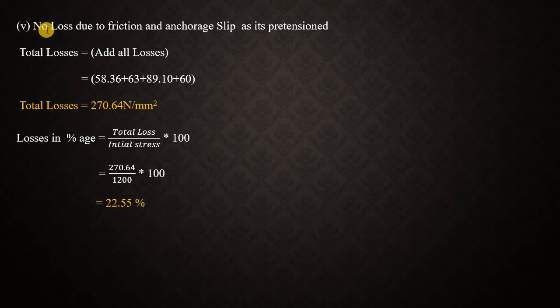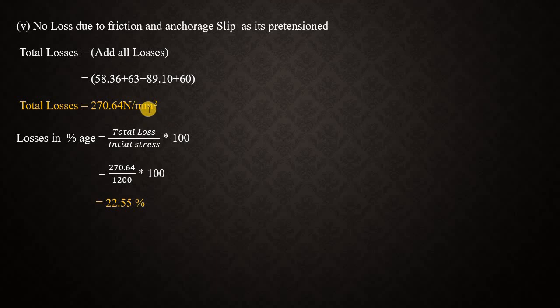The next loss is loss due to friction and anchorage. So I have clearly written a statement that there is no loss due to friction and anchorage slip as it is pretensioned. Pretensioned means the cable will be straight. So there is no friction as well as anchorage slip. This is very important in pretensioned. Now add all the losses. If we add, we will get 270.64 Newton per mm square.